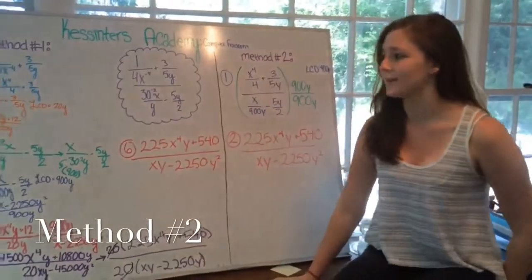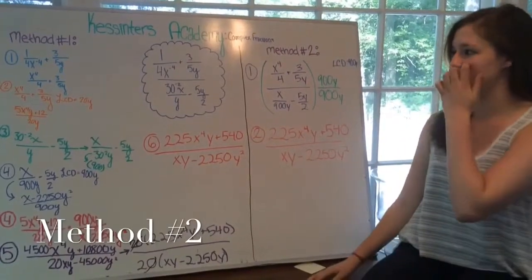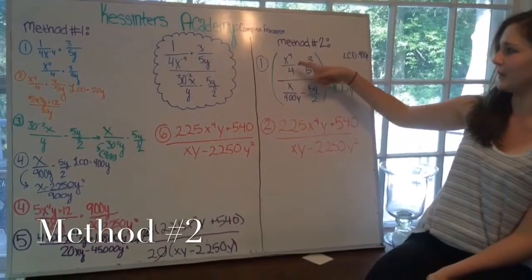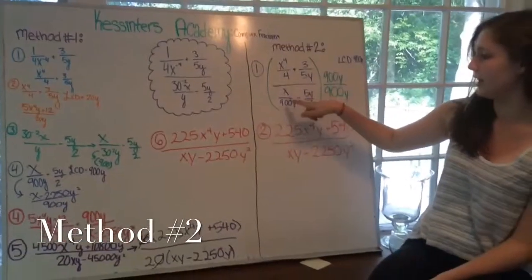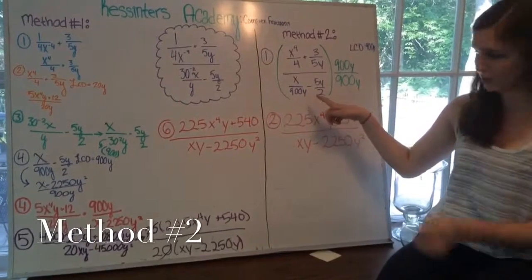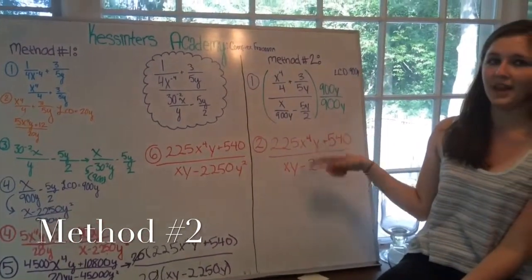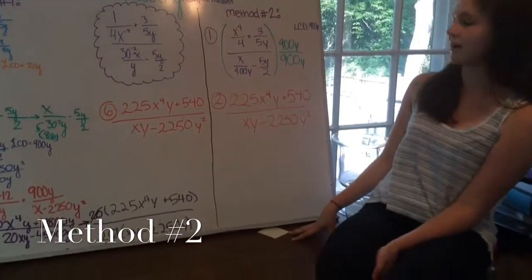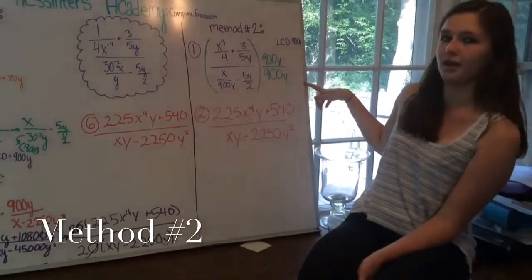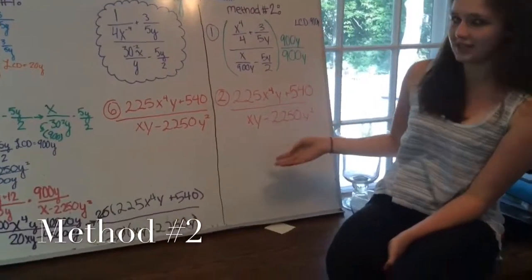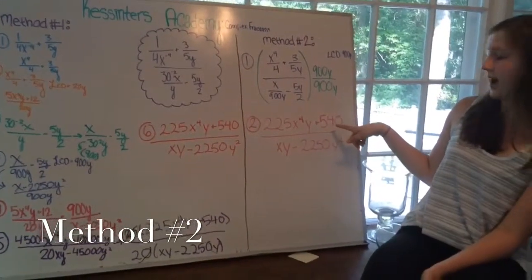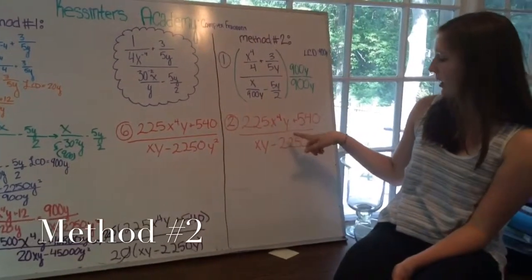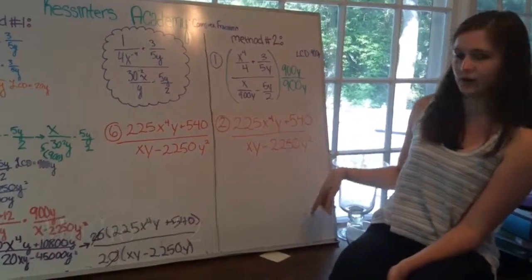Okay, so for method number 2, just like in the first method, we had to move the negative exponents to the top. I've already done so. So we have x to the fourth over 4 plus 3 over 5y, all over x over 900 minus 5y over 2. And I multiply that by the LCD of 900y over itself, 900y. By doing so, you get right to the final answer, which is 225x to the fourth y plus 540 over xy minus 2,250y squared.